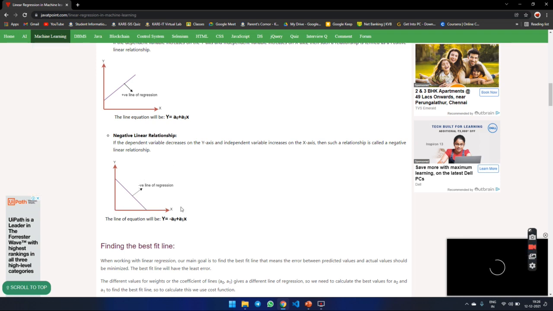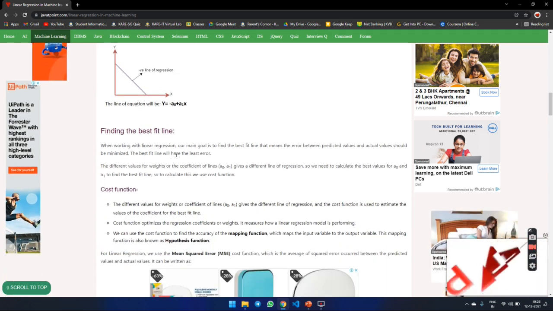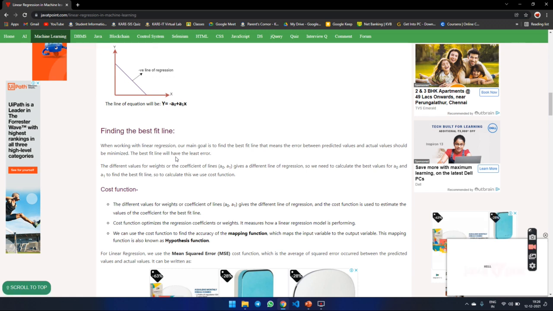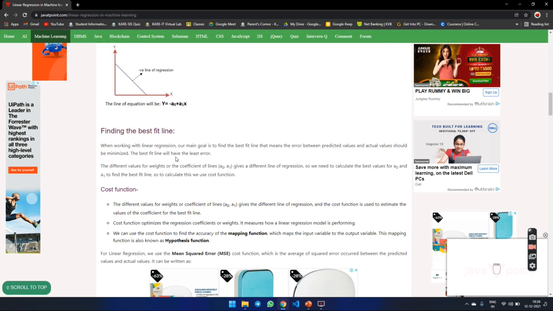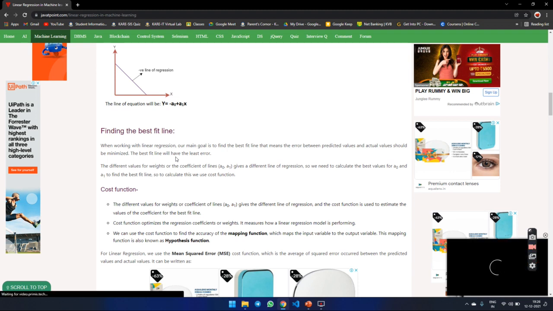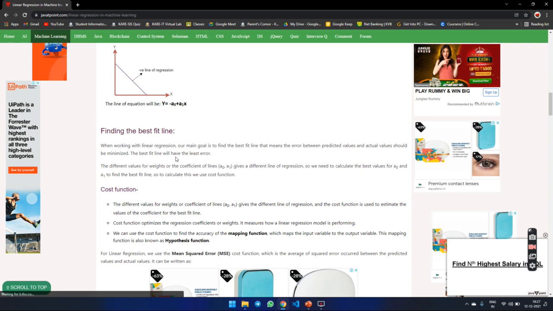Then finding the best fit line. When working with linear regression, the main goal is to find the best fit line, which means the error between the predicted value and the actual value should be minimized. The best fit line will have the least error. Different values of the weights or coefficients a0 and a1 give different regression lines. So we need to calculate the best values of a0 and a1 to find the best fit line, and for this we use the cost function.